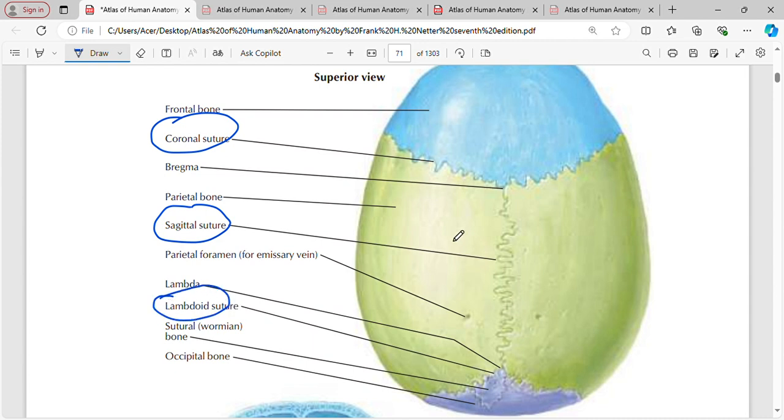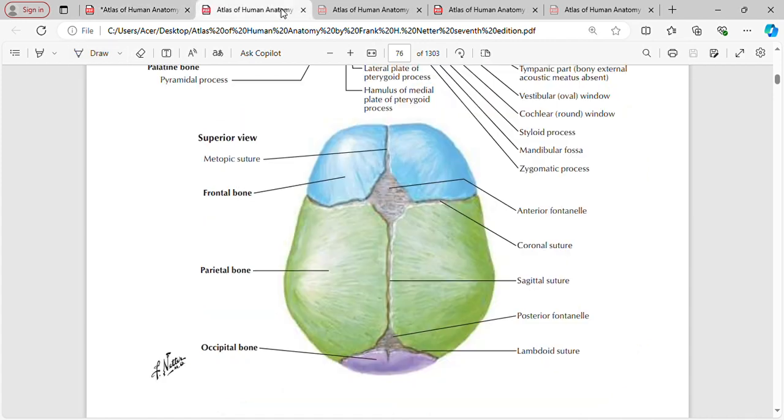So you should keep in mind that this is the superior view of the skull of an adult. But in the case of neonates, there is a different diagrammatic representation. If you can see here, in neonates there is a presence of the fontanelles, right? This is the anterior fontanelle and this is the posterior fontanelle.